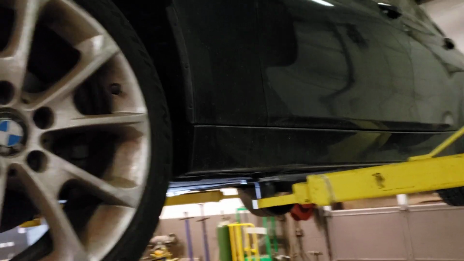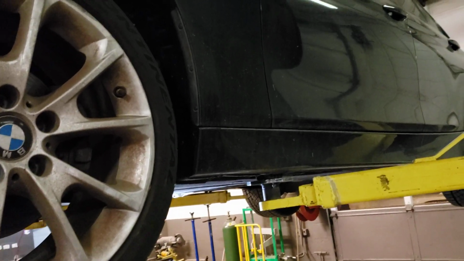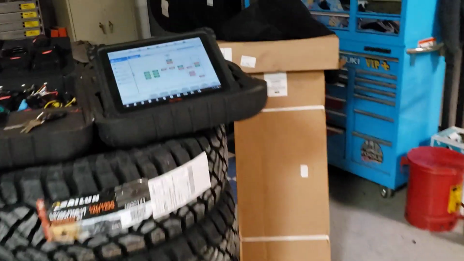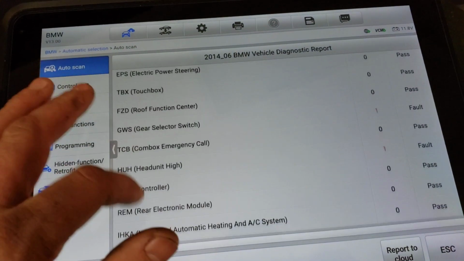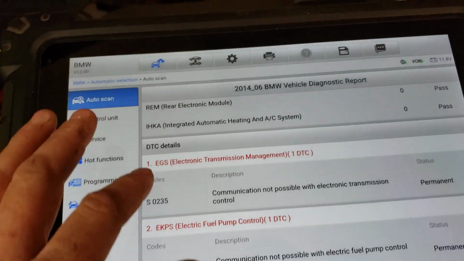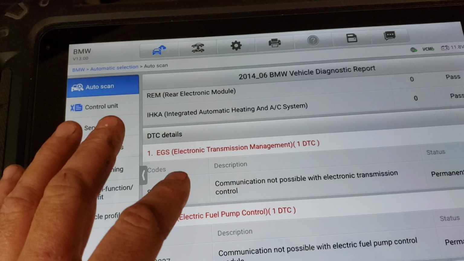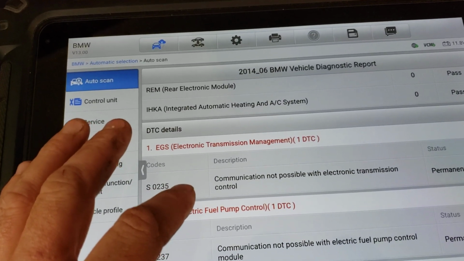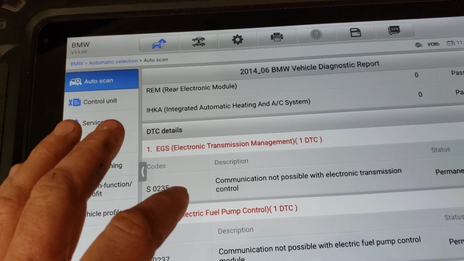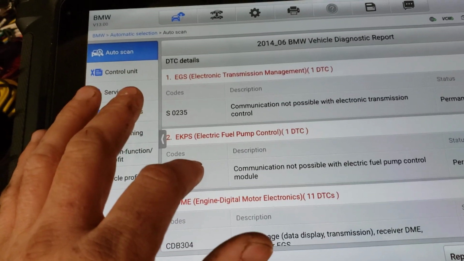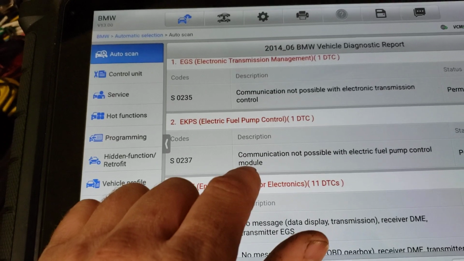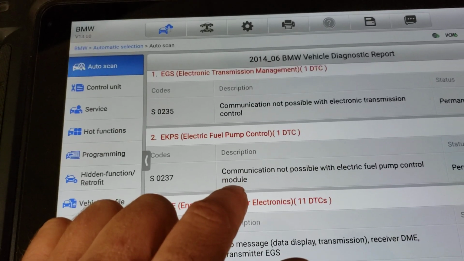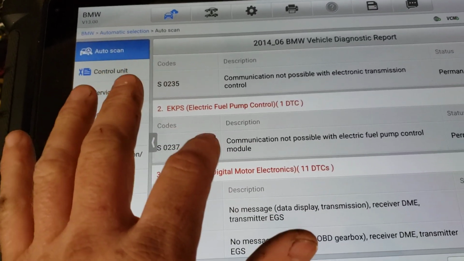I drove it around a little bit. It isn't shifting right. It's got drivetrain malfunction in the instrument cluster. But a full system scan here reveals the electronic gear shift, which is the transmission management: communication not possible with electronic transmission control. The fuel pump one: electronic fuel pump control, communication not possible with electronic fuel pump control module. We'll just take note of that for now.